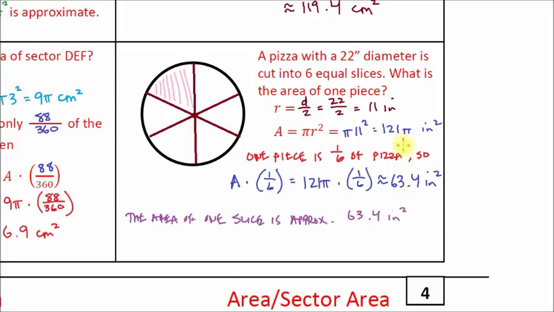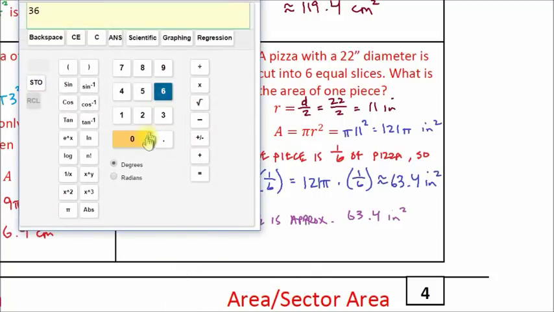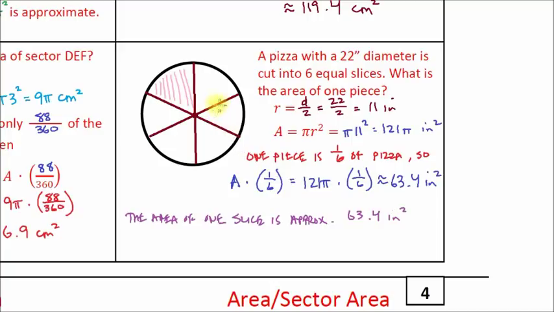One more thing as we wrap this up, I want to let you know, you could have also figured out what the measure of this central angle is. If you know that this pizza is divided up into 6 equal pieces, you could have taken 360 and divided it by 6, and you could have figured out that every piece has a central angle of 60 degrees. So you could have done area of the whole pizza times 60 divided by 360. You would have got the exact same answer, 63.4 inches squared.